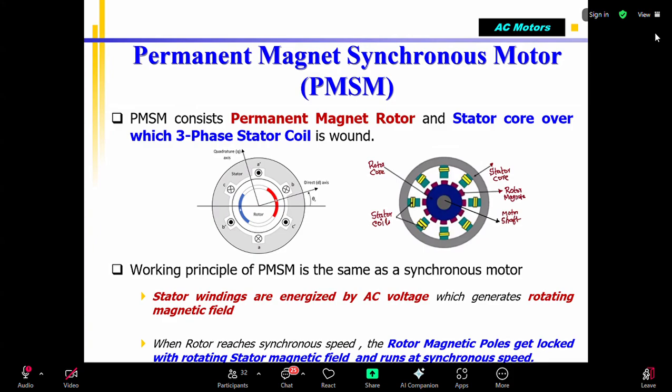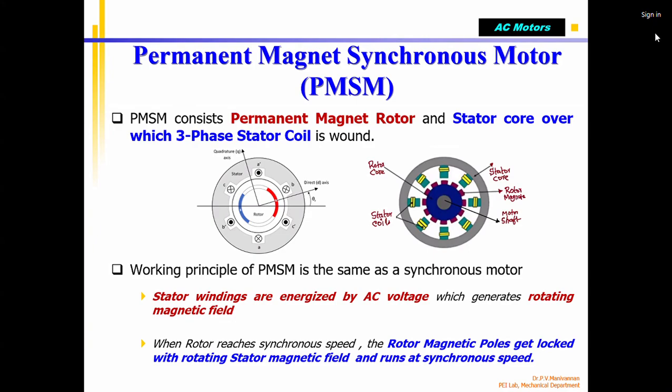Correct. Three-phase AC. Stator is three-phase, which is in the body. Three-phase coils are distributed in slots, that is what the stator coil is. This is supplied with three-phase voltage.